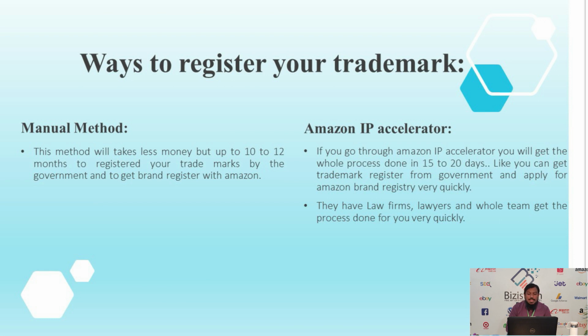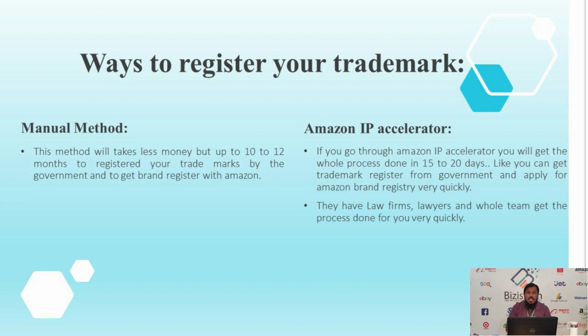And if we talk about the second method, which is IP Accelerator: IP Accelerator is basically a program launched by Amazon for Amazon sellers to register a trademark using their affiliate lawyers. If we talk about the pros and cons of IP Accelerator, the method is very short. We can register our trademark in just 2 to 3 months, but it is a little bit expensive.